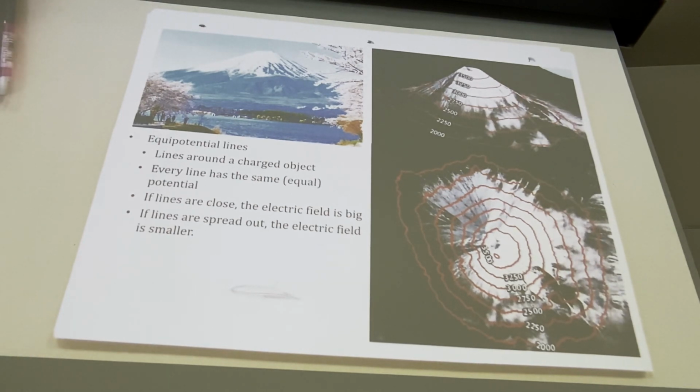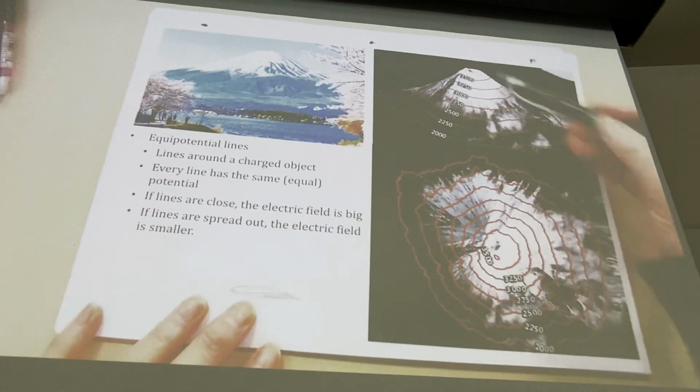So equipotential lines are just a way to look at the potential and get an idea of what that looks like around space. And they're exactly what they sound like. An equipotential line is a line that shows equal potential, so a line that has exactly the same potential.